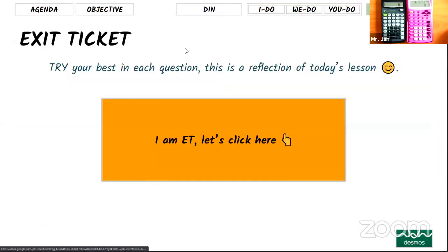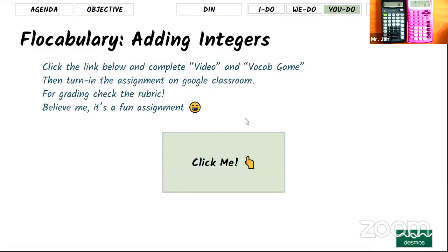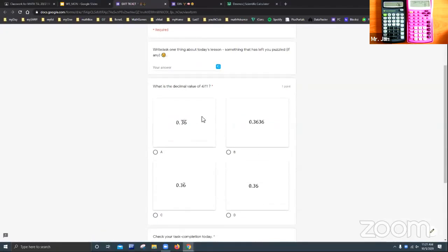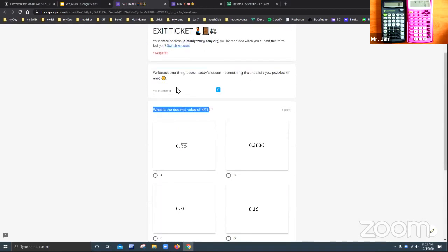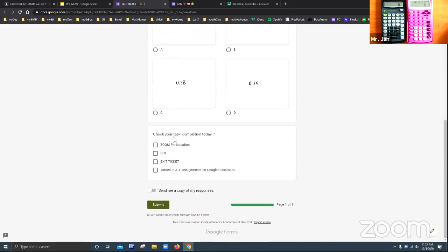And before you go, there is an exit ticket. So before you go, you have two things. One is your vocabulary, just a video and vocab game. And the last one is the exit ticket. In the exit ticket there is only one question. Let's see if you understand repeating decimals. Which one do you think? And tell me what you learned today. And this one is, what did you get confused about today? I changed it. And the last thing is a checklist. Just check multiple things if you complete them all.